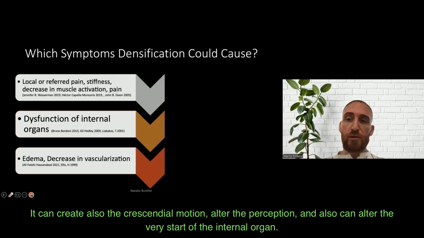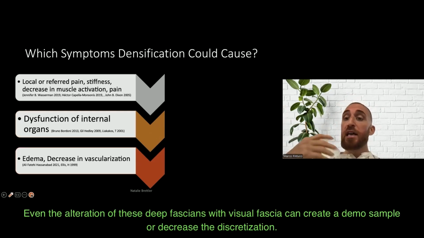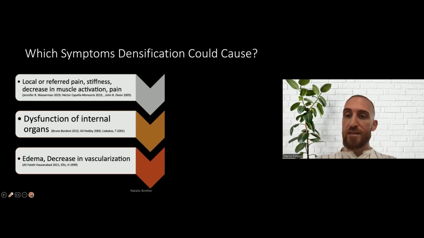It can create also decreased range of motion, altered proprioception, and also can alter the peristalsis of the internal organs. Even the alteration of the deep fascia and superficial fascia can create edema, for example, or decreased vascularization.